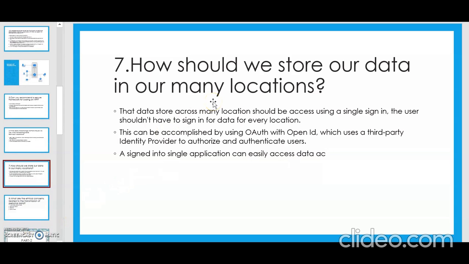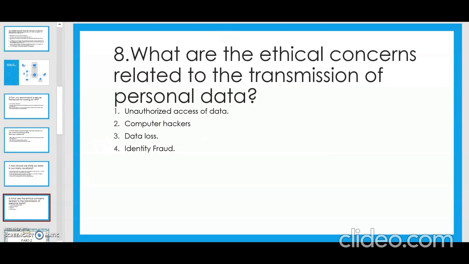The seventh question is, how should we store our data in multiple locations? Data stored in multiple locations should be accessed by a user using single sign-on. I think we need to authenticate and authorize our data in multiple locations using single sign-on so that users don't have to sign in to access data in every location. We can do that using OAuth and OpenID for authorization and authentication respectively.